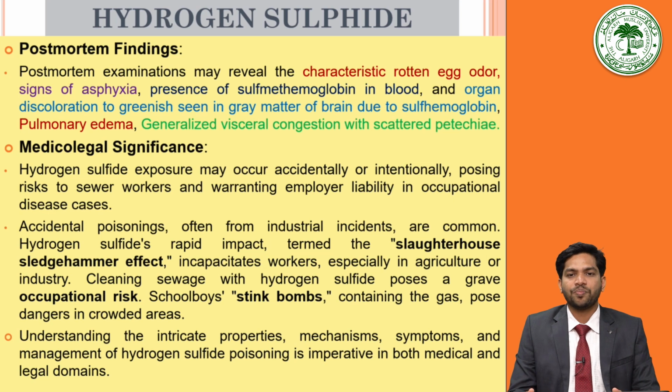Then certain other important facts related to hydrogen sulfide: exposure may occur accidentally or intentionally, posing risk to sewer workers and warranting employer liability in occupational disease cases. Accidental poisoning, often from industrial incidents, is common. Hydrogen sulfide's rapid impact, termed the slaughterhouse or sledgehammer effect, incapacitates workers, especially in agriculture and industry. Cleaning sewage without much precaution poses a grave occupational risk.